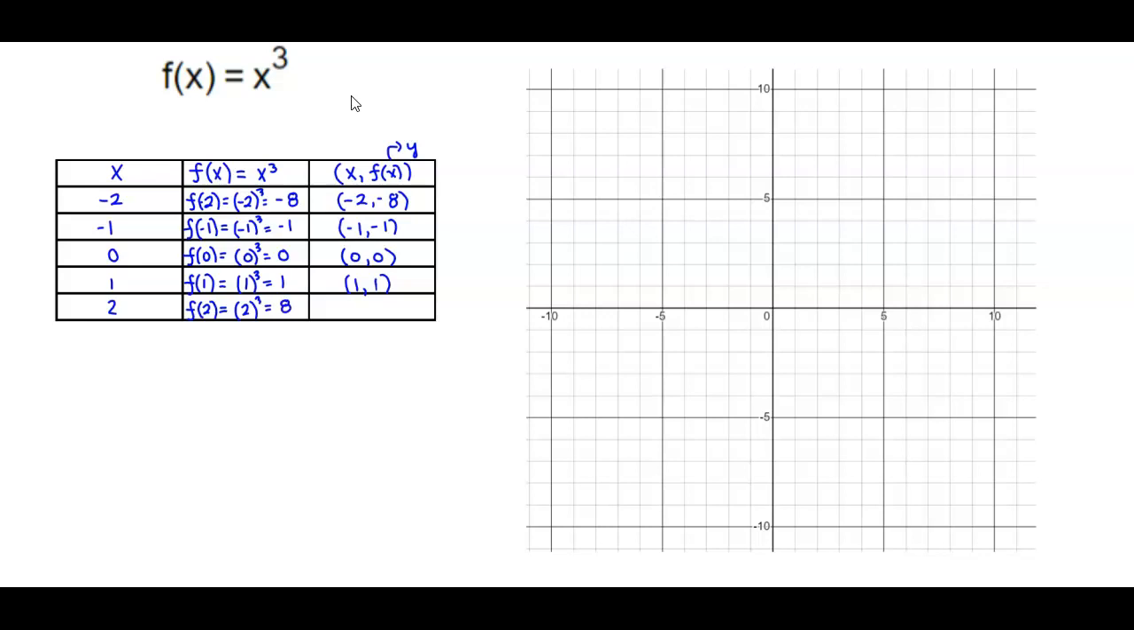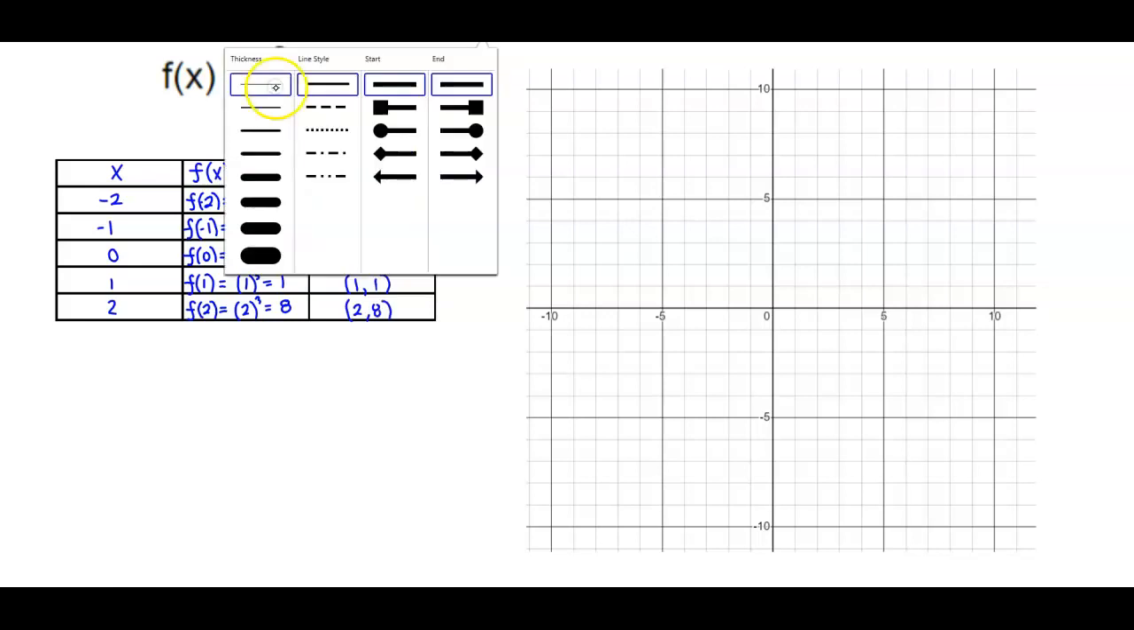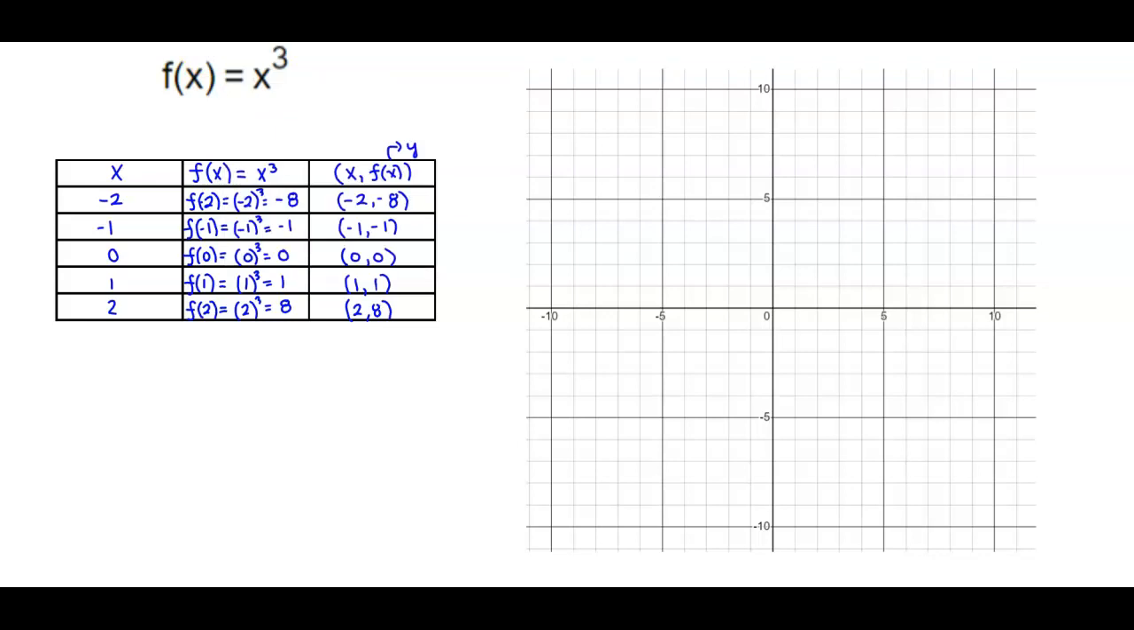Okay, now that we have those ordered pairs, we're going to plot them on the graph. So let's go ahead and plot those points. The first one is -2 and then -8. So we're going to move over to the left from 0 to -2, and then down to -8. So therefore, there is our ordered pair (-2, -8). The next one is -1 and then -1. So here is our ordered pair (-1, -1).